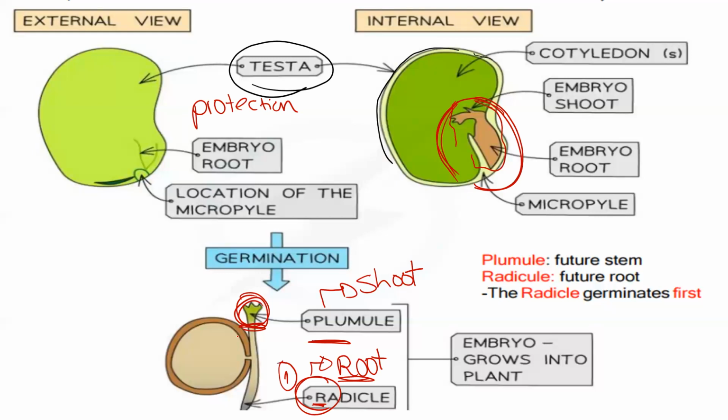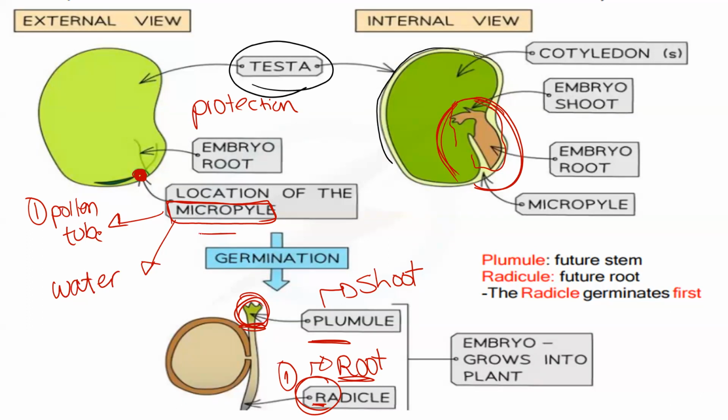And there is a very small hole. This hole is very important in the seed. It is very small, you don't see it. It's called the micropyle. Now, the micropyle has two functions. Function number one, it allows the entrance of the pollen tube during fertilization. Function number two, it allows the entrance of water during germination.